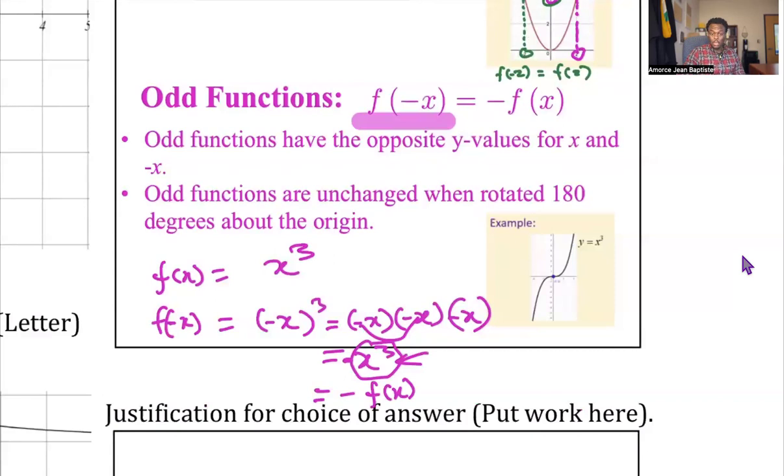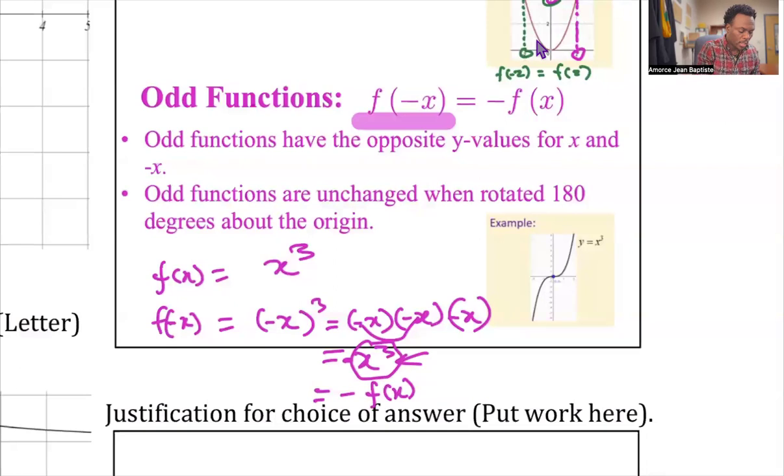So what we just showed you is that an even function is a function where x and negative x have the same output. And an odd function is a function where x and negative x have the opposite output.